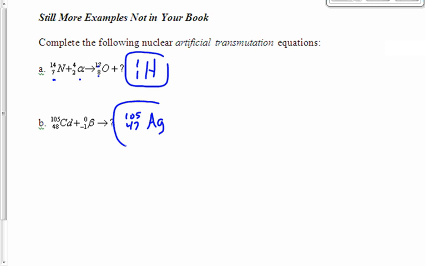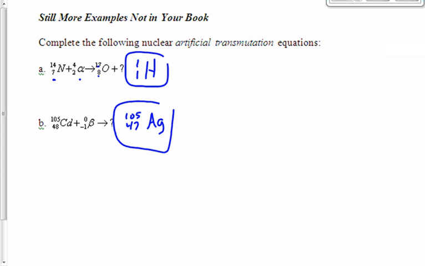So 105.47, silver. Is that okay? You guys okay with those? All right, that's all the examples that I want to do for that. Let me assign a little bit of homework on this, and then we'll move forward to the last little bit of radioactivity that we do called half-life.